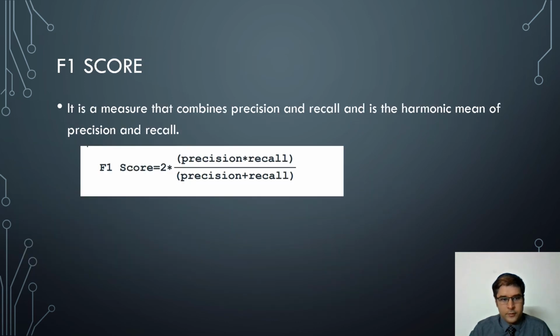Finally, we have the F1 score. It is a measure that combines precision and recall and is the harmonic mean of precision and recall. So F1 score is twice into precision into recall divided by precision plus recall. Basically, it is a parameter that determines how efficient our model is.